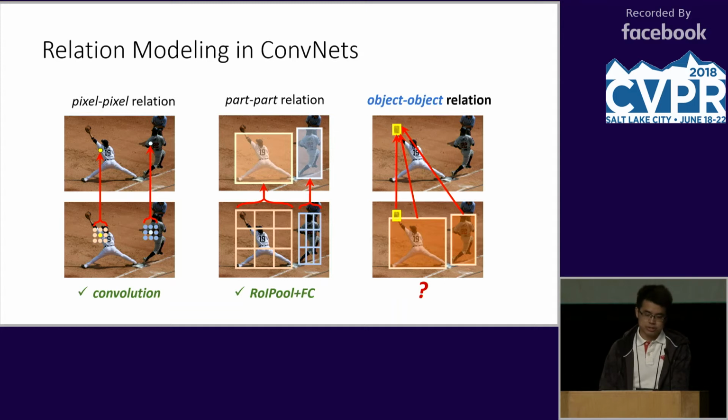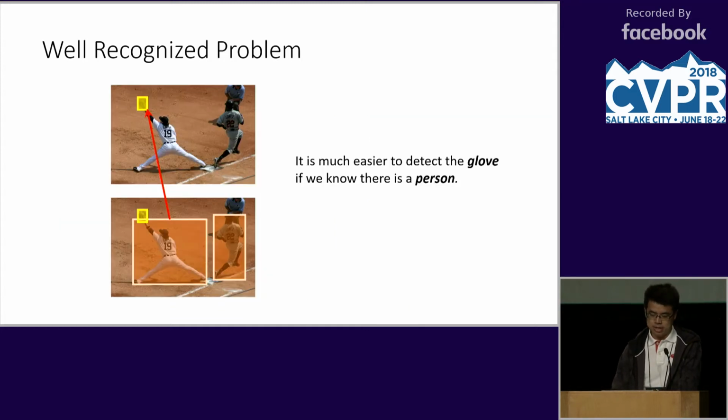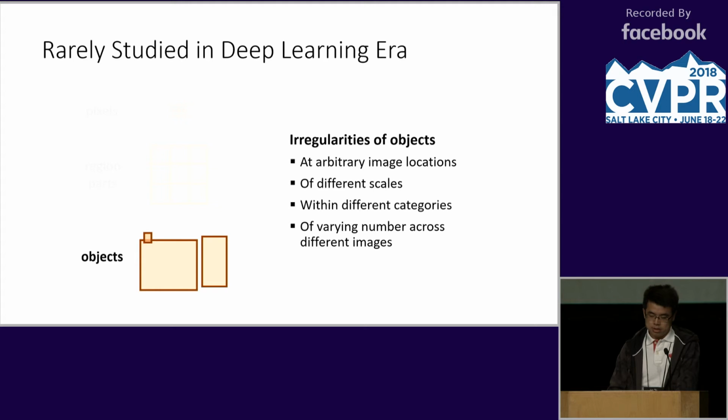A natural question is, what about object-object relation? Actually, object-object relation is a well-recognized problem which could help visual perception. For example, in this image, it's much easier to detect the baseball glove if we know there is a person below. However, modeling of object-object relation is rarely studied in the deep learning era.